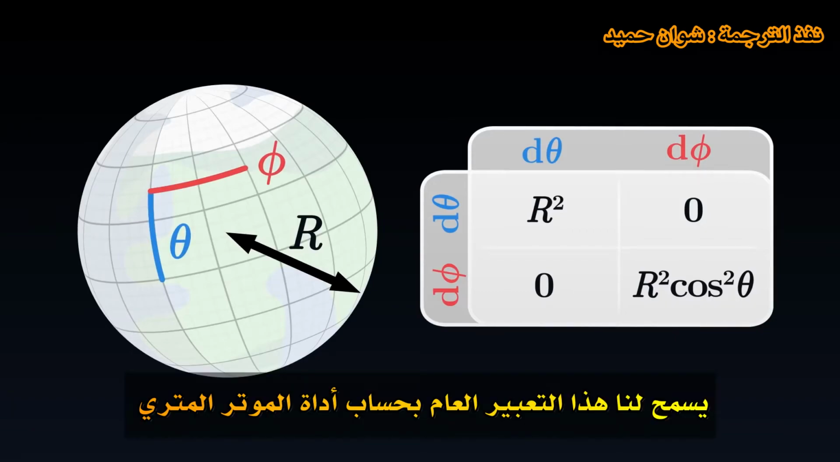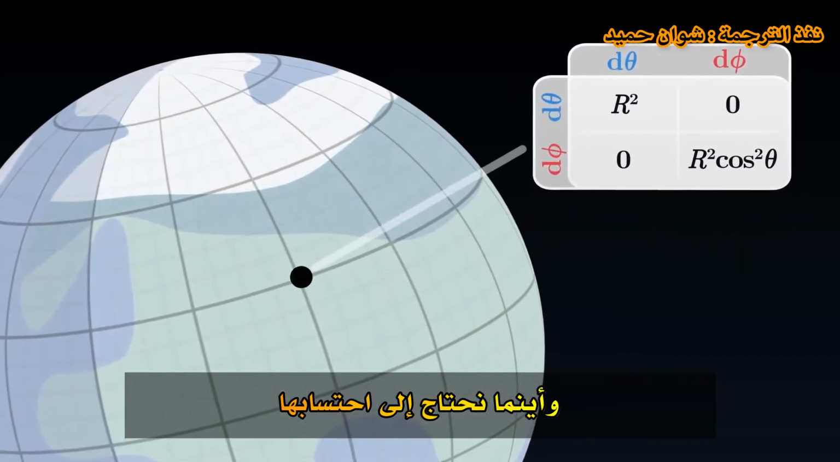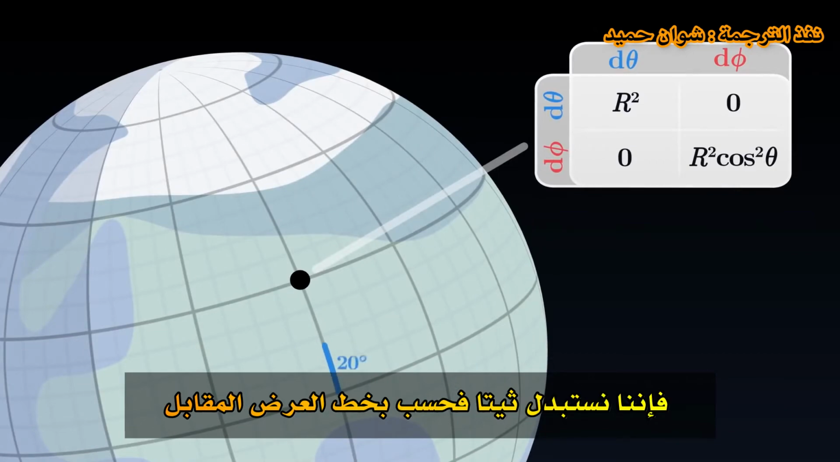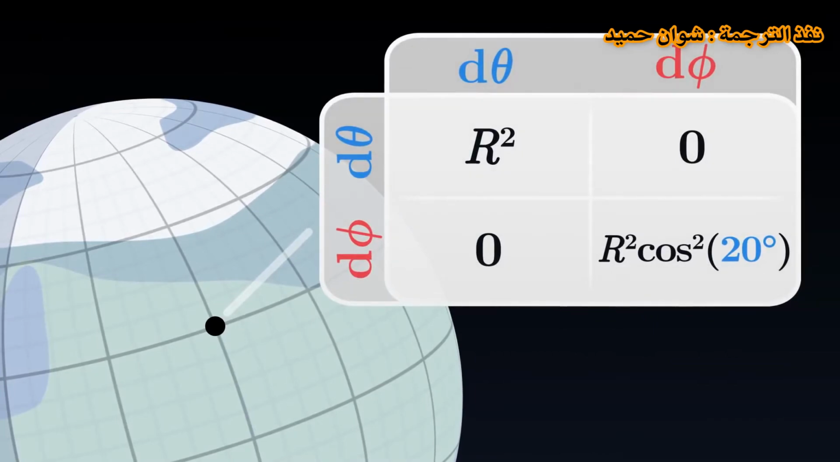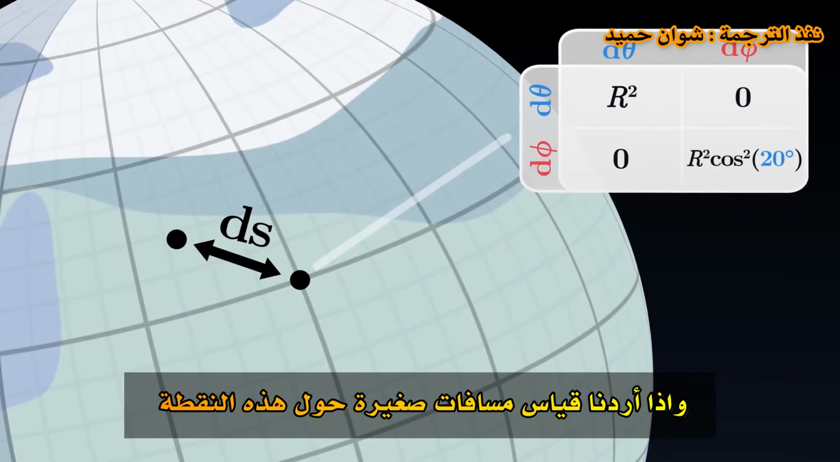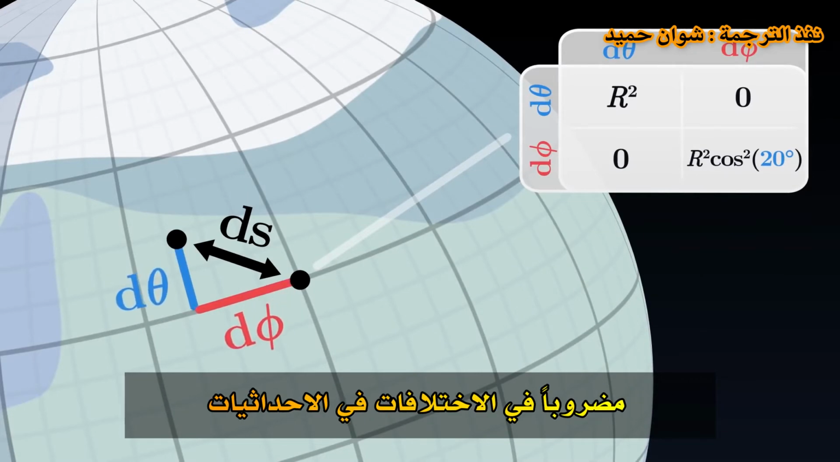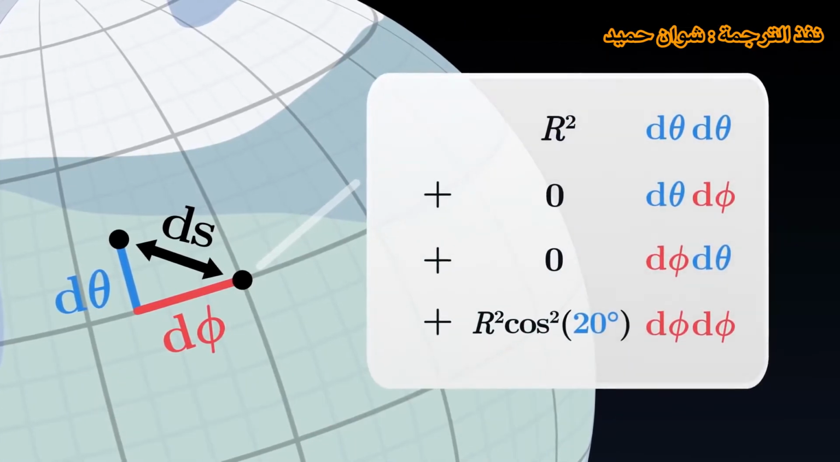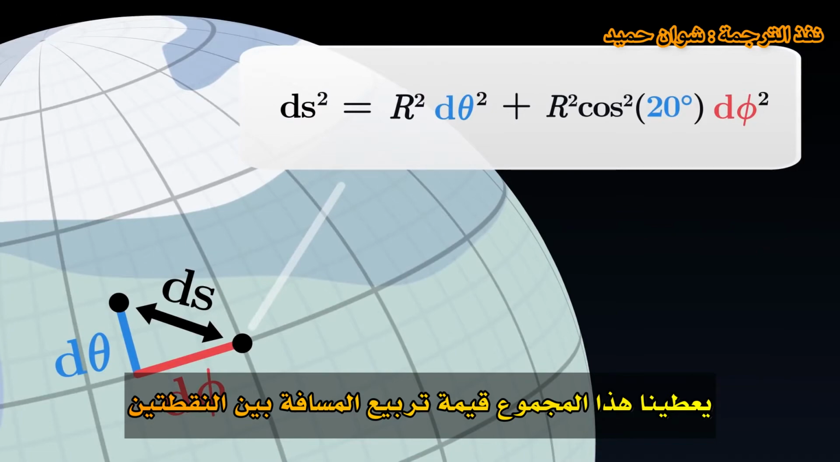This general expression allows us to calculate the metric tensor at any point along the sphere. Wherever we need to calculate it, we just replace theta by the corresponding latitude. And if we want to measure small distances around this point, we only need to sum each component of the table, multiplied by the differences in the coordinates. This sum gives us the value of the square of the distance between the 2 points.